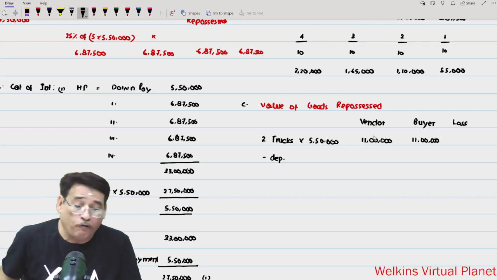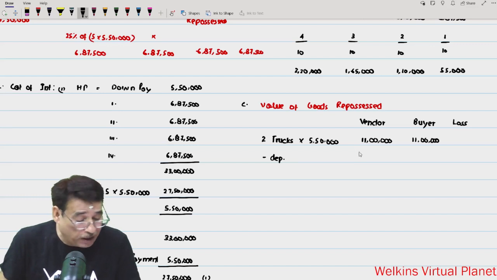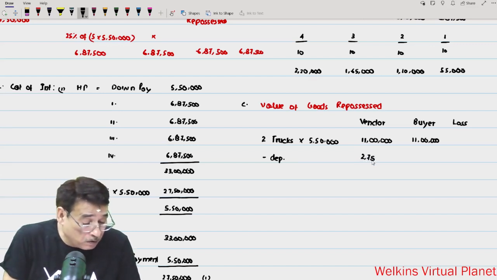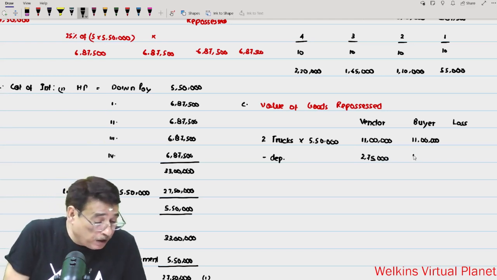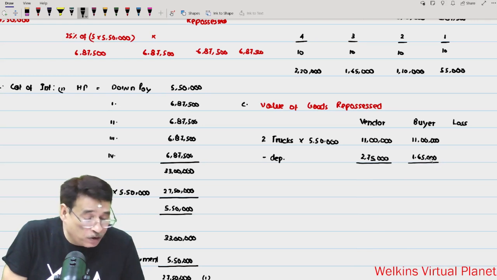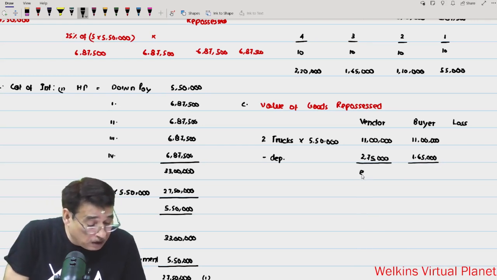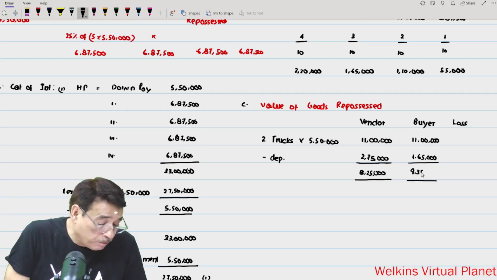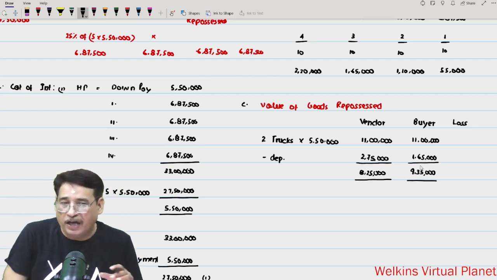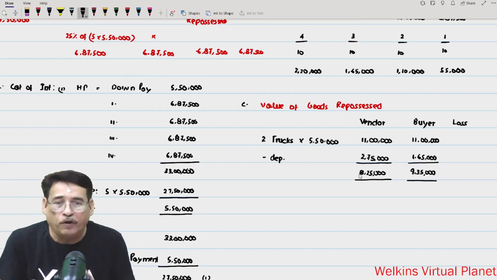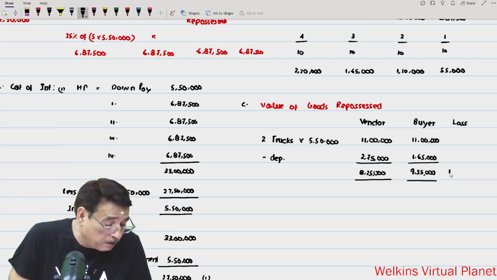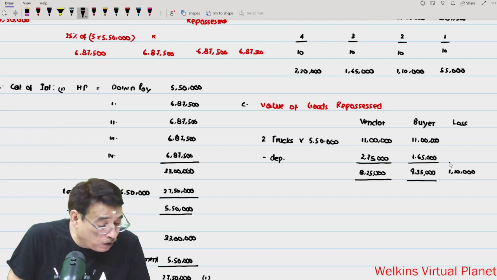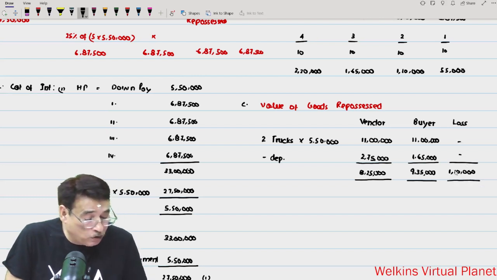So depreciation for 1 year. Now, the vendor's rate of depreciation was given in the question. I think it was 25%. So you will write here 2,75,000, and the rate of depreciation was 15% as far as the buyer was concerned, so 1,65,000. That means at the end of 1 year, on 30th of September 2020, the value is 8,25,000 from the point of view of the vendor. However, from the buyer's perspective, the value is 9,35,000. So the value is 9,35,000, but the vendor took it back only for 8,25,000. That is why it is a loss to the buyer, and the amount of loss will be 1,10,000 if you take the difference.